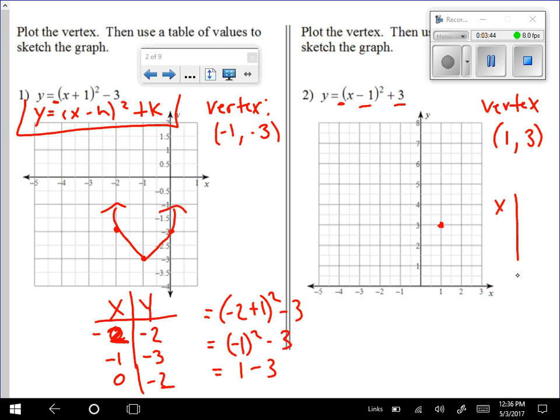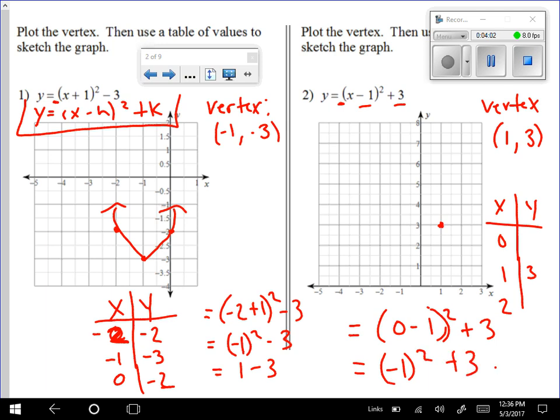So my XY chart, I have 1 and 3, so 0 and 2. If I plug 0 into there, I'm going to get (-1) squared plus 3, which would give me 1 plus 3, which is 4. If I plug 2 into there, I'd have (2 minus 1) squared, which is 1 squared, which is 1, plus 3, which is also 4. Remember, they should be the same. So (0, 4) and (2, 4).